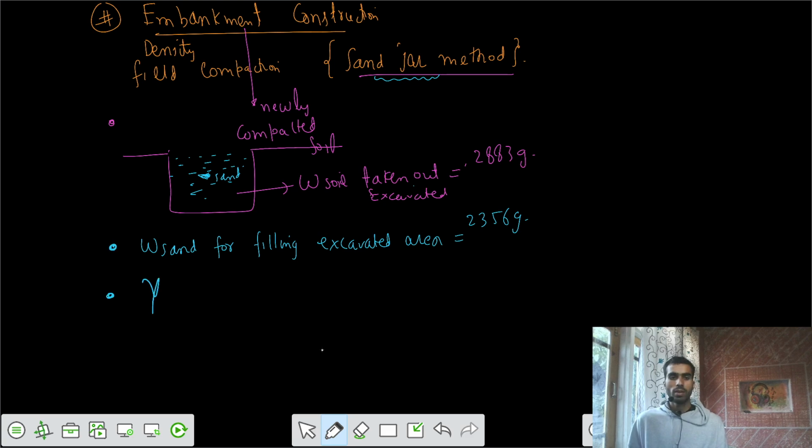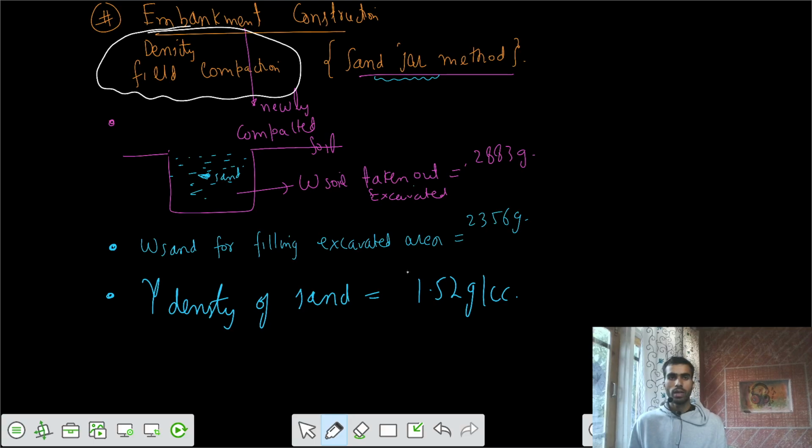And we already know the density of that sand, because this is also predetermined. Density of the sand we already know based on this method. Density of the sand is 1.52 grams per cc. So now we need to say what is the density of the actual soil in the field, in the actual construction where the embankment is constructed. At that site we have compacted that soil. What is the density of that compacted soil?